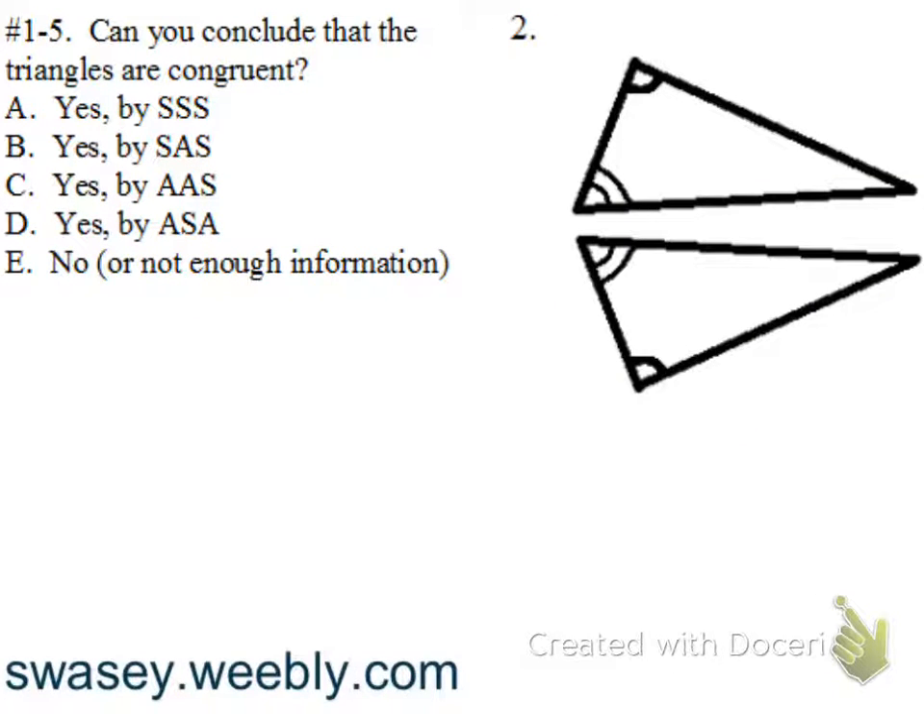Here we've got angle, angle. Angle, angle was enough for triangle similarity, but we're trying to do triangle congruence, so we don't have enough information to prove that the triangles are congruent. Could be that they're just similar.